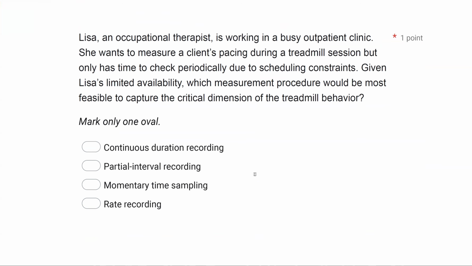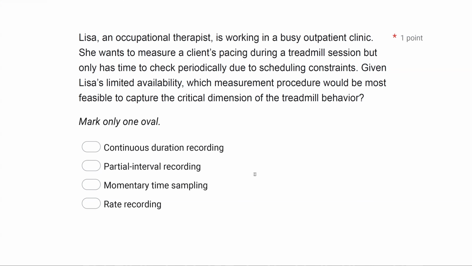Lisa, an occupational therapist, is working in a busy outpatient clinic. She wants to measure a client's pacing during a treadmill session, but only has time to check periodically due to scheduling constraints. Given Lisa's limited availability, which measurement procedure would be most feasible to capture the critical dimension of the treadmill behavior? Now, this is a more challenging question.